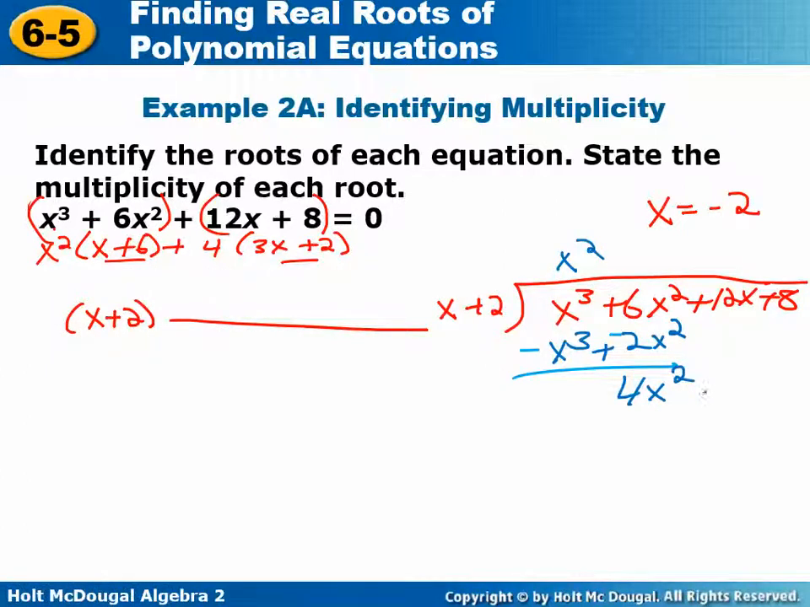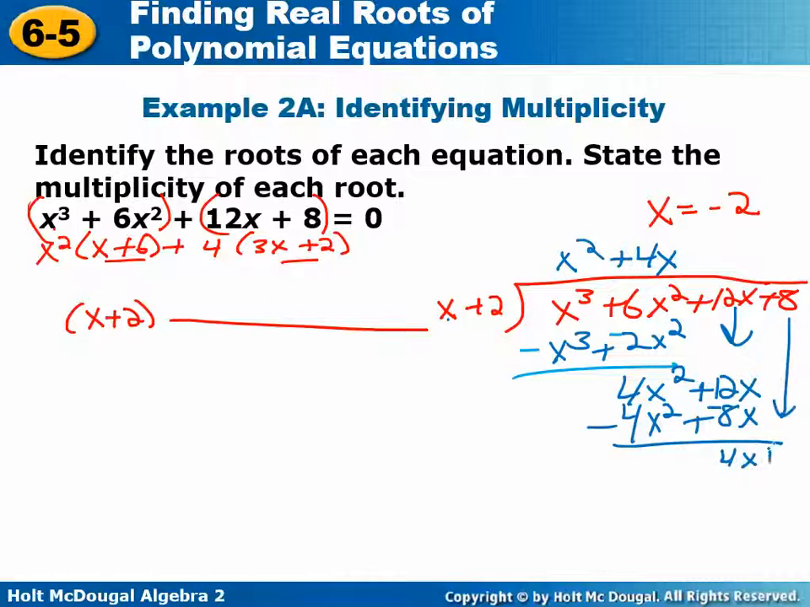And then I bring down the 12x. And I repeat, so I say x goes into 4x squared, 4x times, and 4x times x is 4x squared, and 4x times 2 is 8x, and then I subtract again. So this is 0, and 12x minus 8x is 4x, and then I bring down the plus 8, and x goes into 4x 4 times, 4 times x is 4x plus 8. So when I subtract, I get 0, there's no remainder.